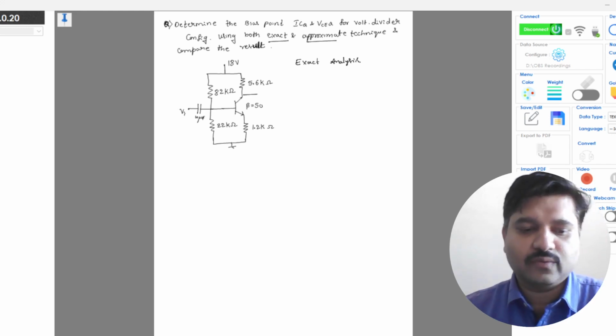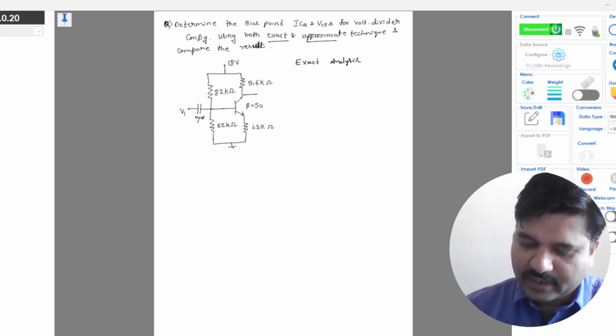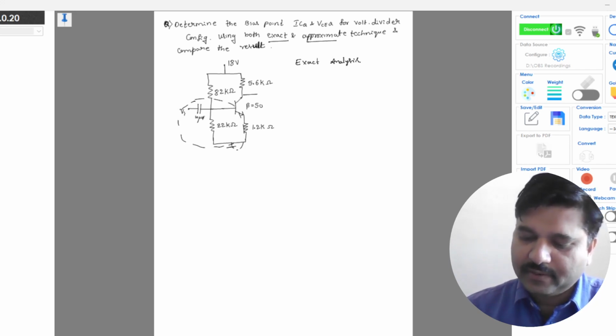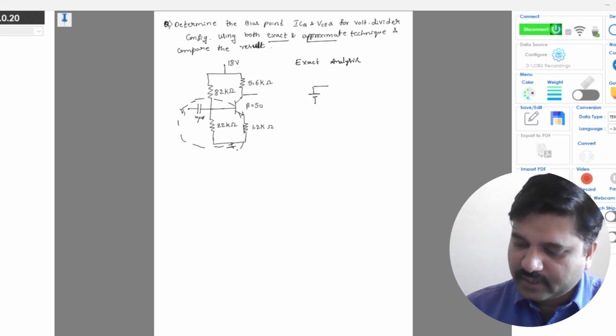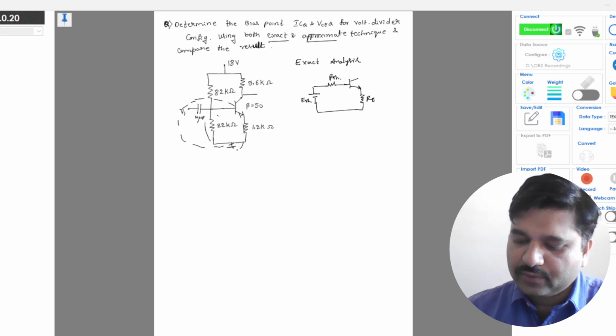In the exact analysis, we convert the input side into the equivalent Thevenin's network, having a Thevenin's equivalent voltage and Thevenin's equivalent resistance for the input circuit like this, right? So this is RTH, this is RE and this is ETH. ETH is nothing but the voltage across R2, which is the 22 kilo ohm resistance.